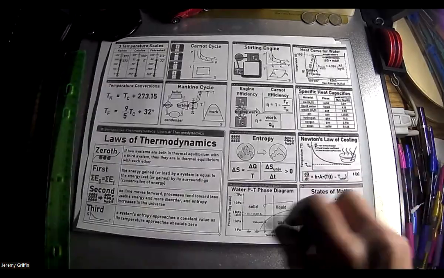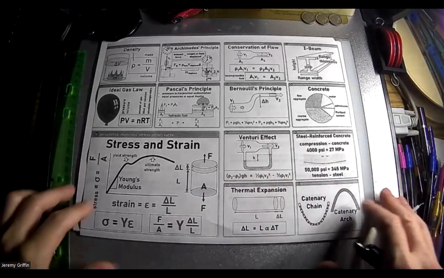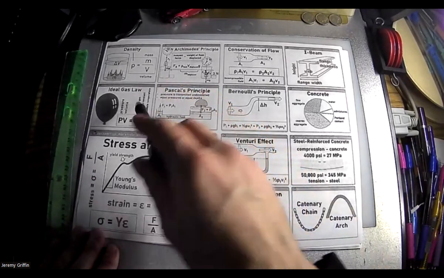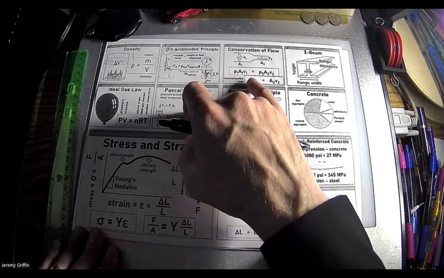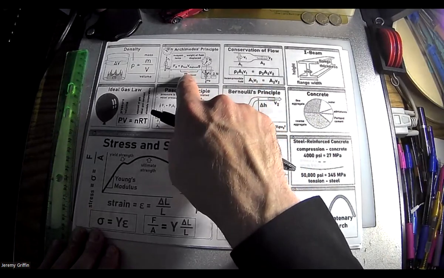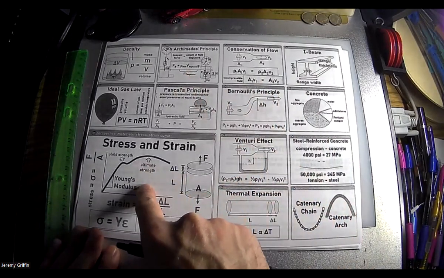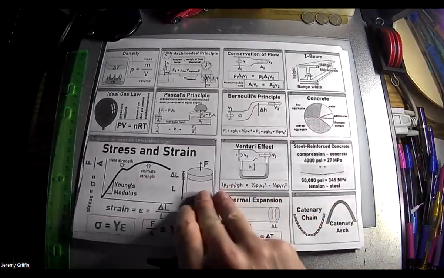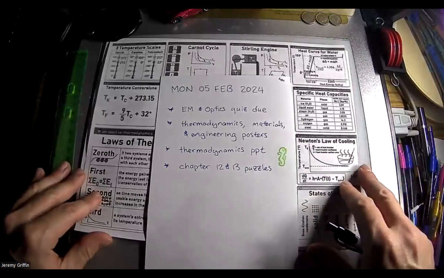And then on the back side is another set of posters. These are the orange banners hanging in front of me right here, related to material properties and engineering. So it's like density, ideal gas law, fluid properties, Pascal's principle, Archimedes, Bernoulli. Stress and strain. If you go into engineering, you'll see that all over the place. I got concrete, steel reinforced. All right. So in time, we're going to work our way towards that, but let's get going on thermodynamics.